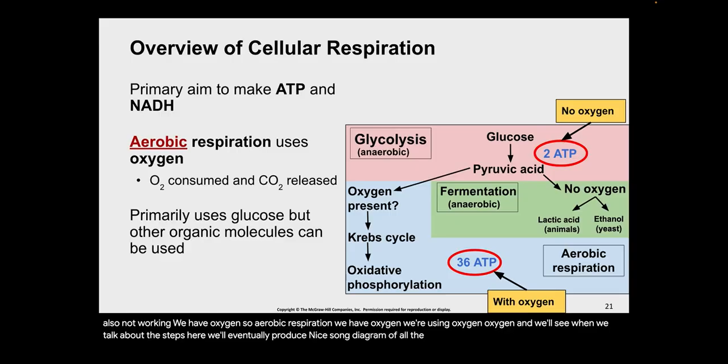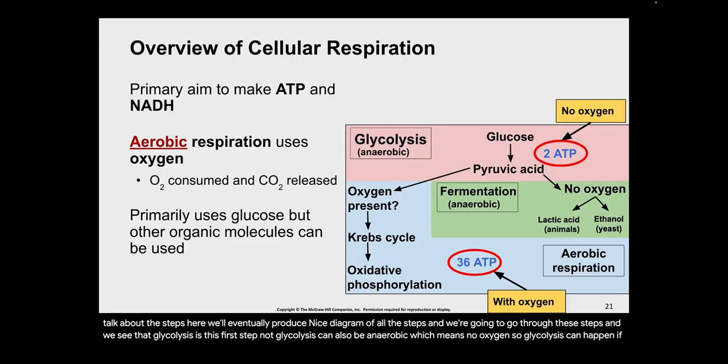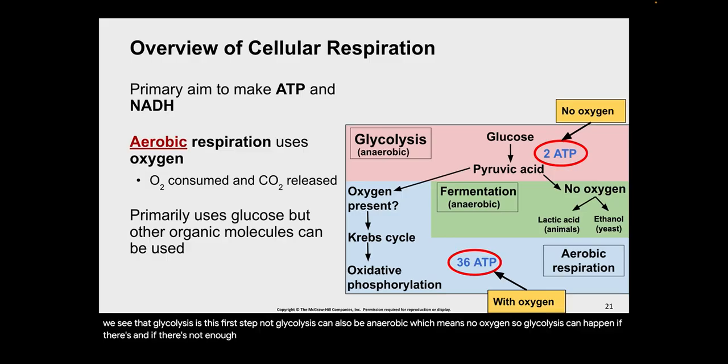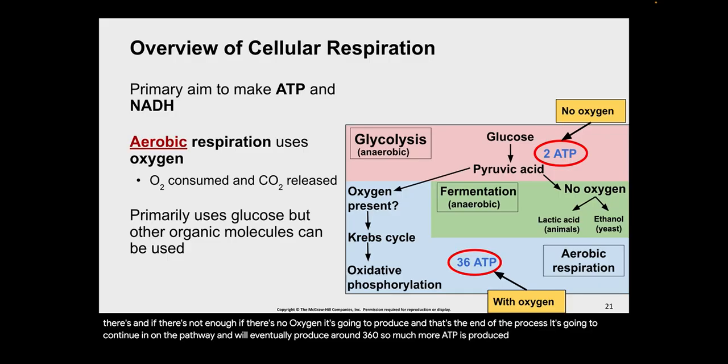Now this is a nice diagram of all the steps, and we're going to go through these steps. And we see that glycolysis is this first step. Now, glycolysis can also be anaerobic, which means no oxygen. Okay? So glycolysis can happen if there's oxygen and if there's not any oxygen. If there's no oxygen, it's going to produce 2 ATP, and that's the end of the process. Okay? If there is oxygen, it's going to continue in on the pathway and will eventually produce around 36 ATP. So much more ATP is produced in the presence of oxygen.